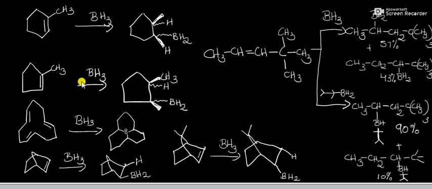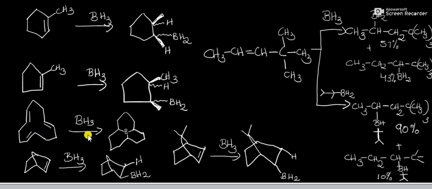Okay. Another example. Here also, when BH3 adds to this double bond, it will be converted into this product. If CH3 is on the upper face, BH2 will be on the lower face. Here the BH2 group adds to this carbon because this carbon has more hydrogens than this carbon. Here this upper face group is hydrogen, not CH3.